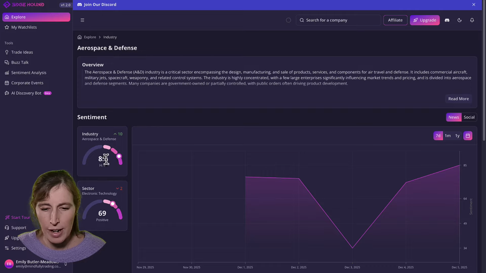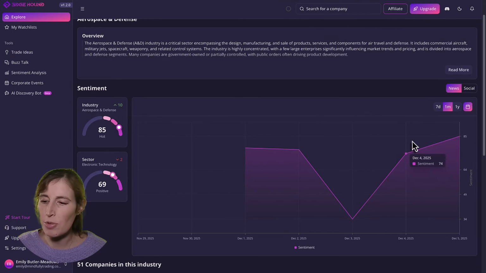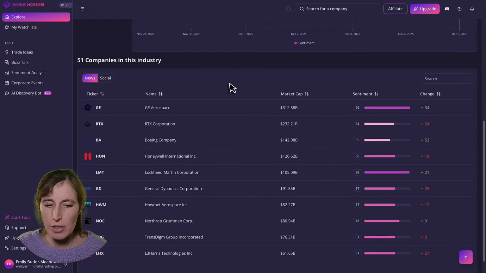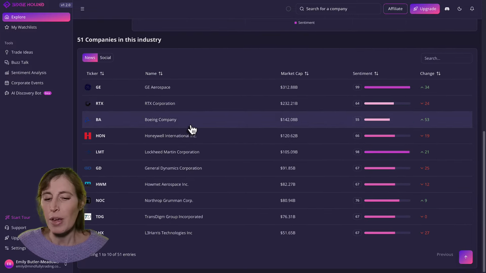We've got 85% hot for this industry, which I can pretty much attest for because I have traded a lot of defense stocks this year and made a nice profit on those. Recently, they have been pulling back and they seem to be gaining some strength again. So it could be worth looking at some of those stocks. Here are some of the companies in this industry. I really like this feature.